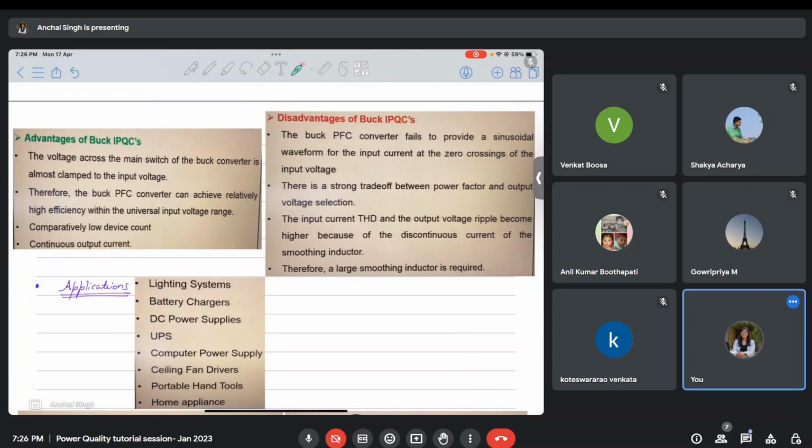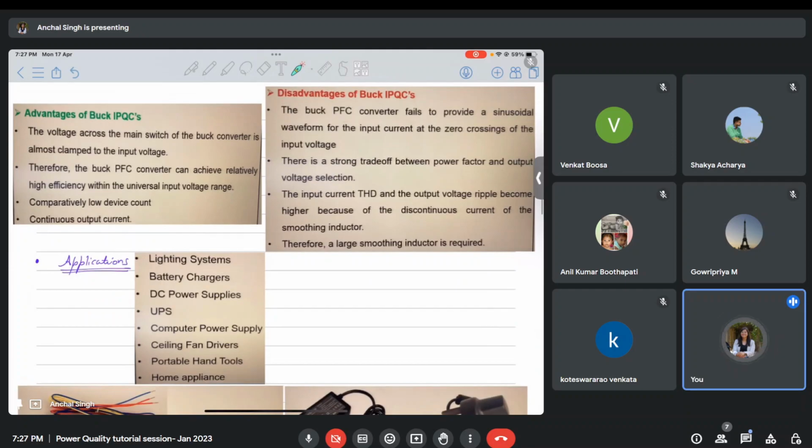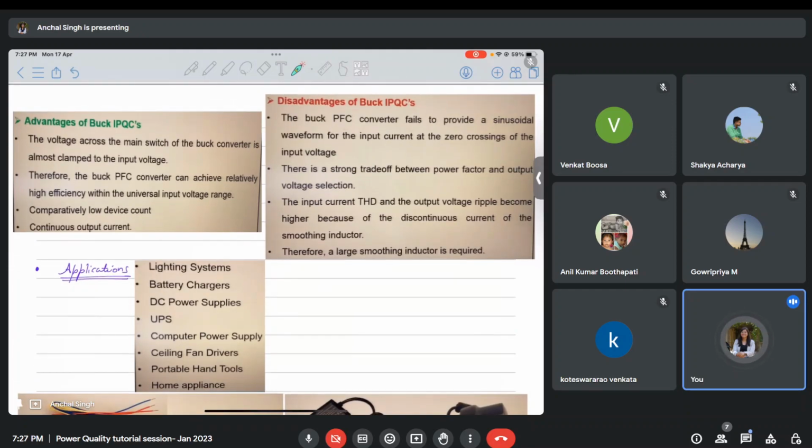These are the advantages. If you talk about the disadvantages of buck IPQC, the buck PFC converter fails to provide a sinusoidal waveform for the input current. The input current is discontinuous in nature. And there is a strong trade-off between power factor and the output voltage selection. So maybe the range of output voltage will reduce if you try to keep the power factor at unity. The input current THD and the output voltage ripple are higher because of the discontinuous current conduction. And the size of the smoothing inductor present in the buck converter is also comparatively large.